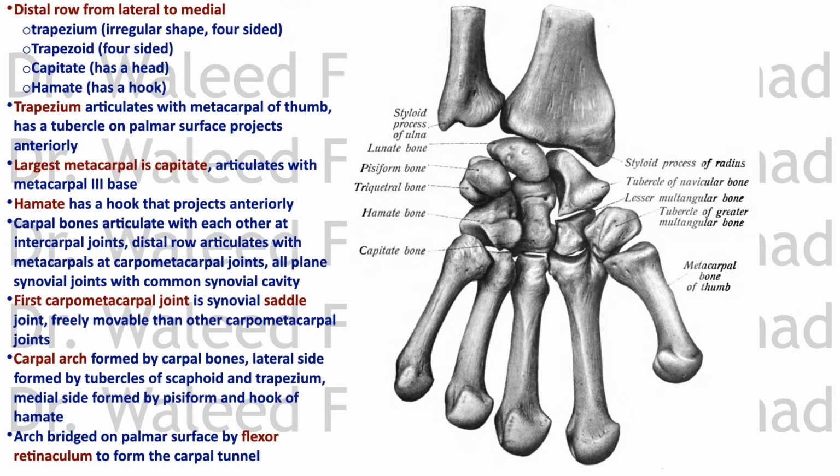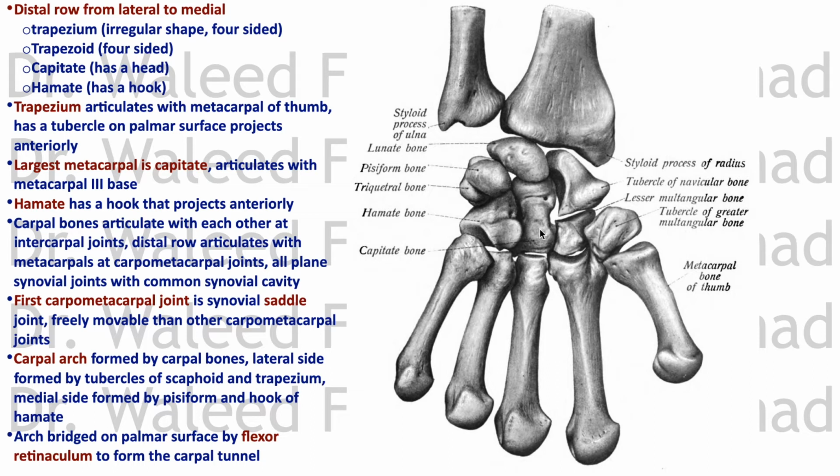Okay, the distal row from lateral to medial is trapezium, irregular in shape and 4-sided, trapezoid, 4-sided, capitate that has a head, and hamate that has a hook. So scaphoid, lunate, triquetral, and pisiform, trapezium, trapezoid, capitate, hamate. There's a phrase for that: "She looks too pretty, try to catch her." Okay, this is how they used to learn them by heart.